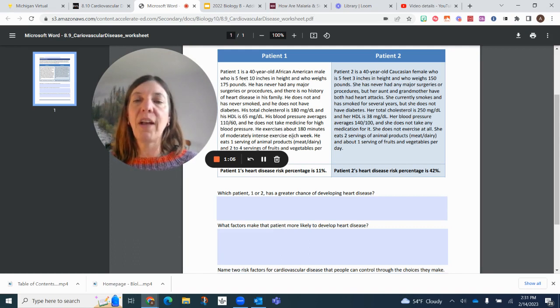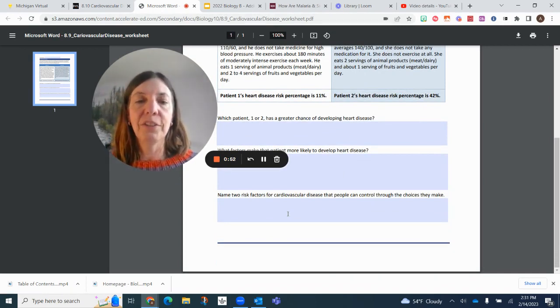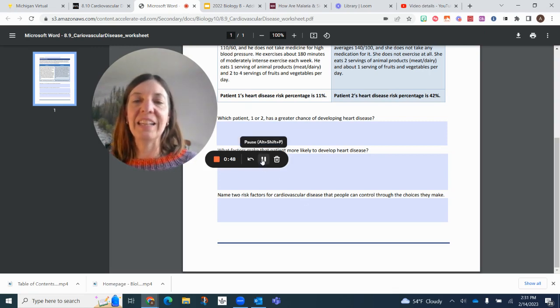Remember, the risk factors are things like hypertension or blood pressure, cholesterol levels, obesity, lack of exercise, smoking. And then finally, naming two risk factors that people like yourself could control by the choices that you make. And then that's the end of that assignment.